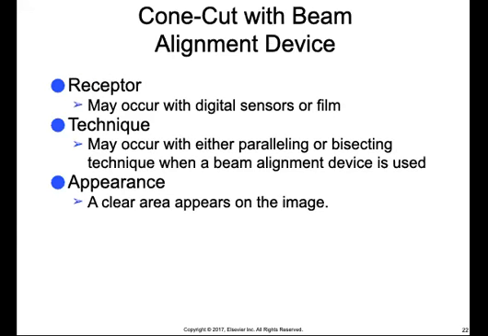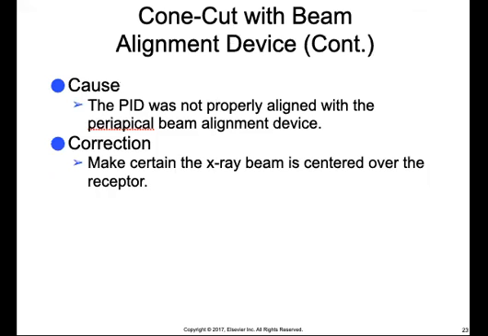So if you have a cone cut with a beam alignment device, this can happen with digital sensors or film, and it can occur either with paralleling or bisecting technique when a beam alignment device is used. This will give you a clear area on the image. The common cause for this was that the PID was not aligned with the periapical beam alignment device. So the PID was not flush against the center of that ring. To correct or prevent this, you want to make sure that the X-ray beam is centered over the receptor.